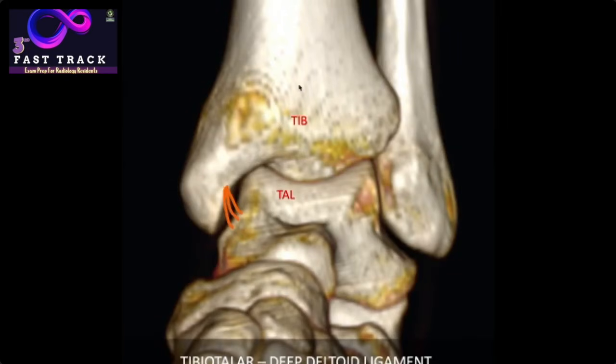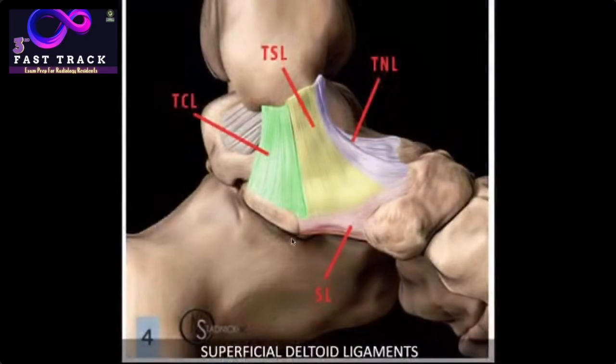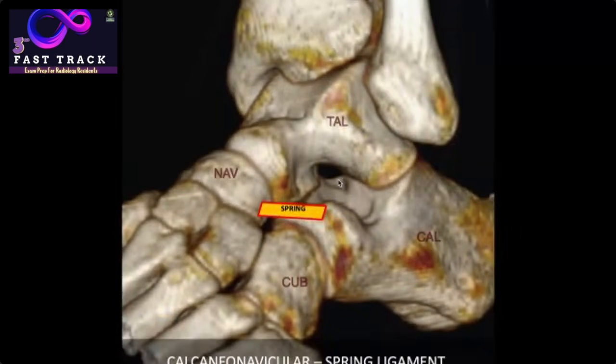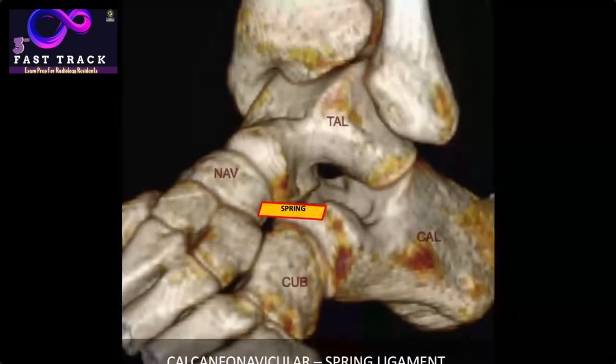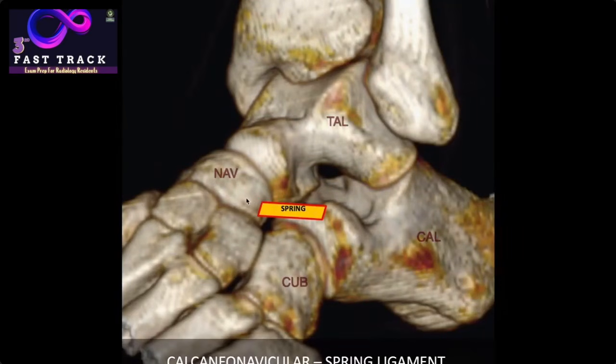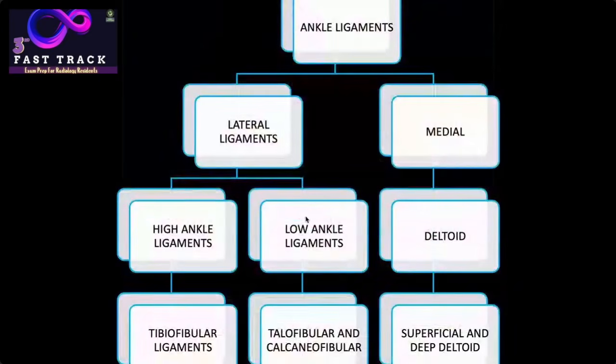Coming to the medial side, the tibia has to be attached to the talus, and therefore we have the tibiotalar ligament, which is also called the deep deltoid ligament. Then the tibia also has to be attached to the navicular as well as the calcaneum, and these form the superficial deltoid ligaments. The last ligament that we have to observe is the calcaneonavicular ligament, and that is called the spring ligament. So we will see these structures on the MR.